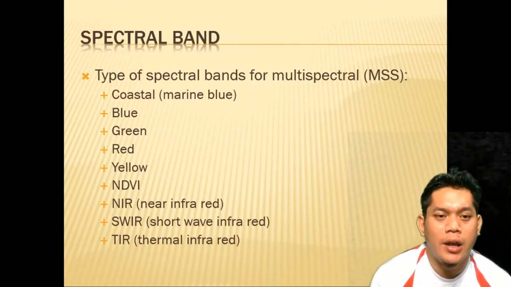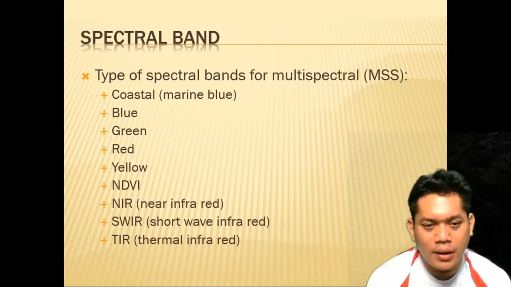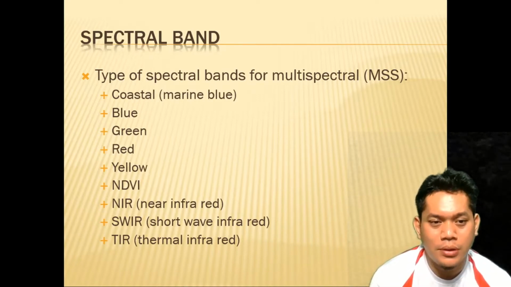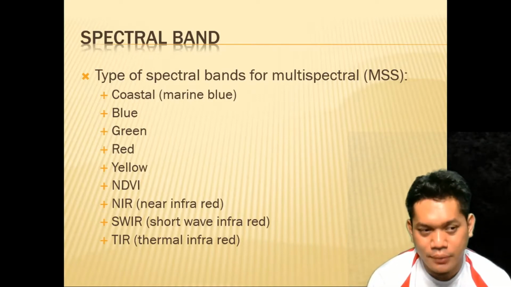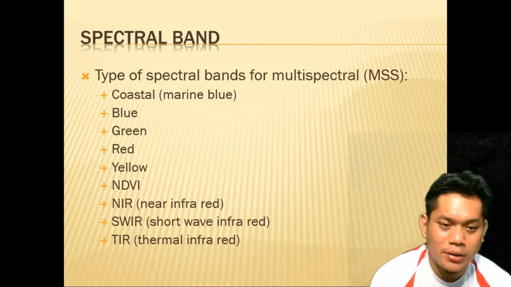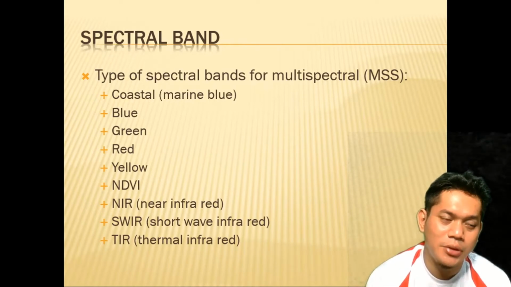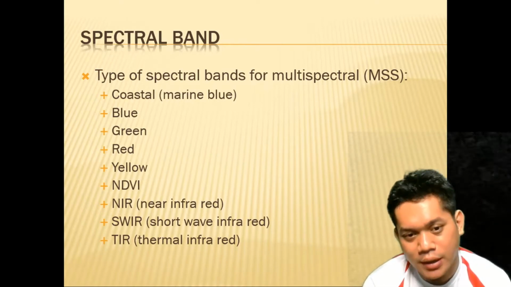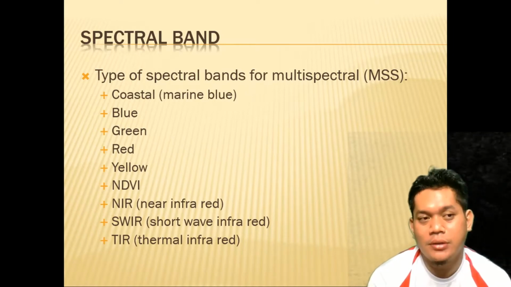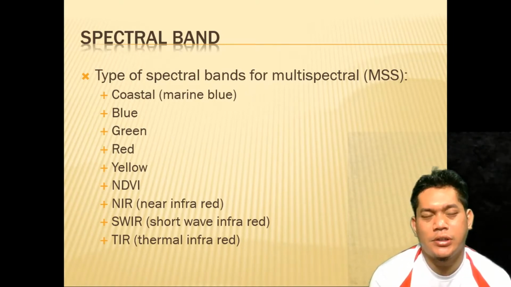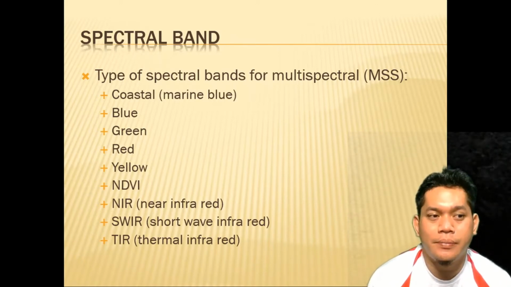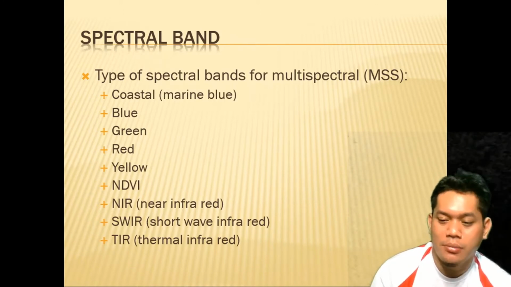Okay, and for the NDVI, NDVI means normalized difference vegetation index. Near infrared, short wave infrared, and thermal infrared are information not seen by our naked eyes, but it carries a lot of information, especially for environment monitoring, such as for chlorophyll, water content, minerals, and many more.